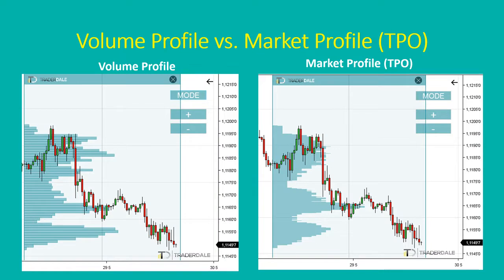Alright, so now you know what volume profile is and what it tells you. You also know why it is so important. And now I would like to show you a difference between volume profile and market profile, or the TPO.